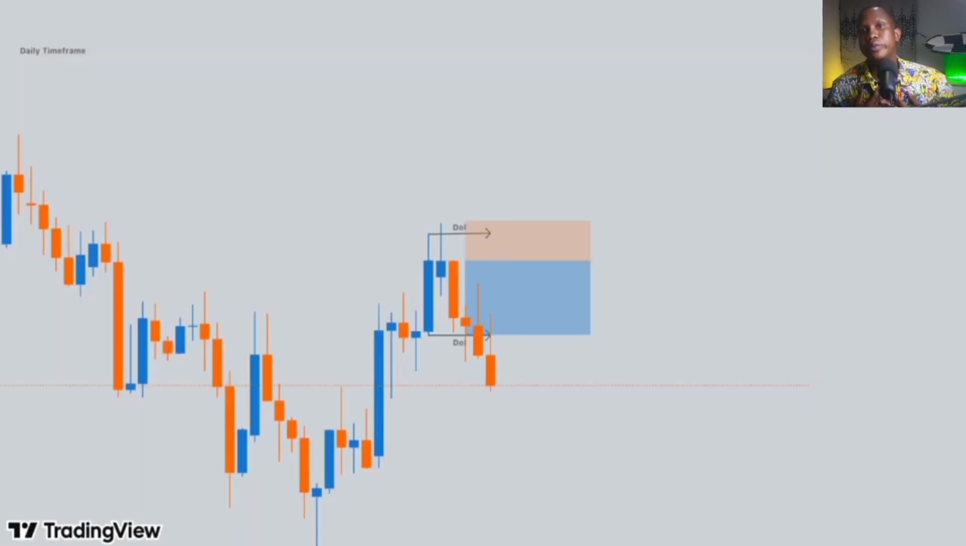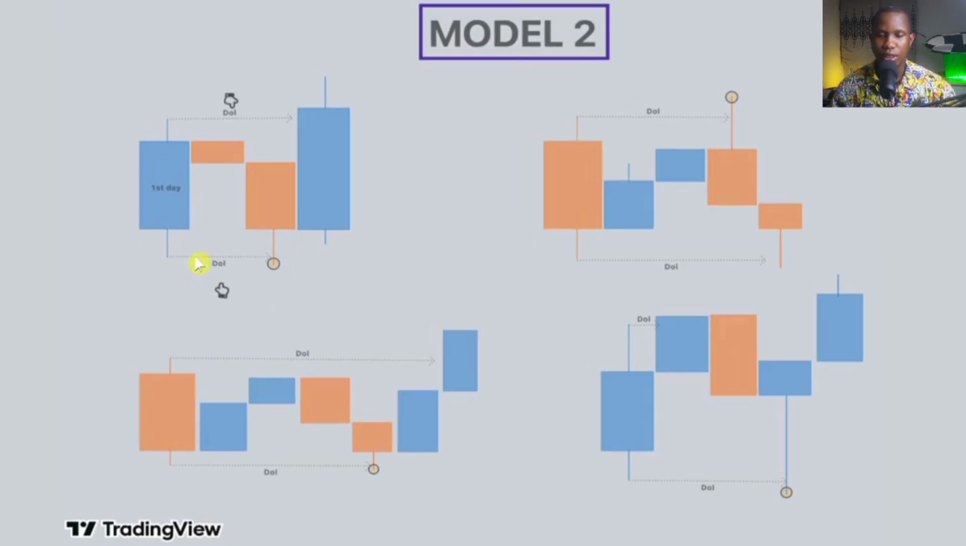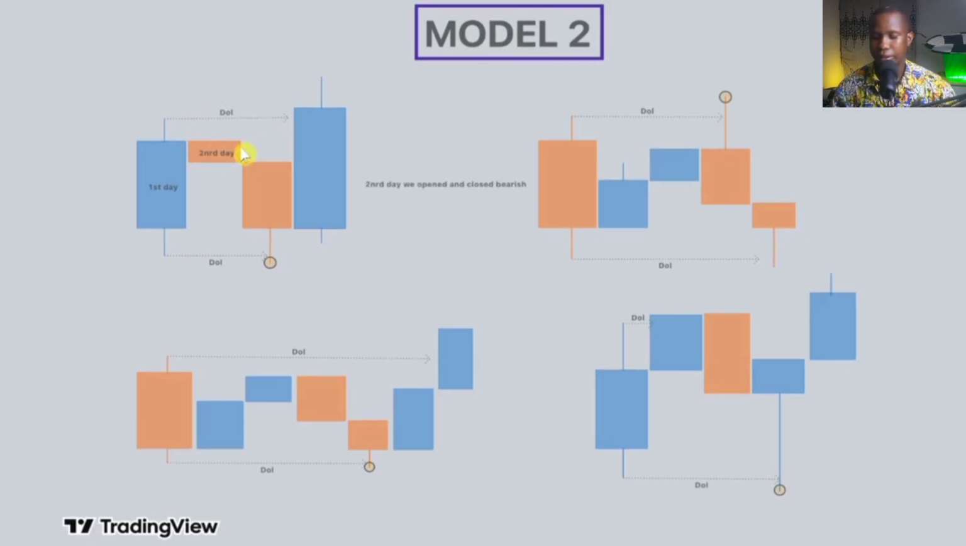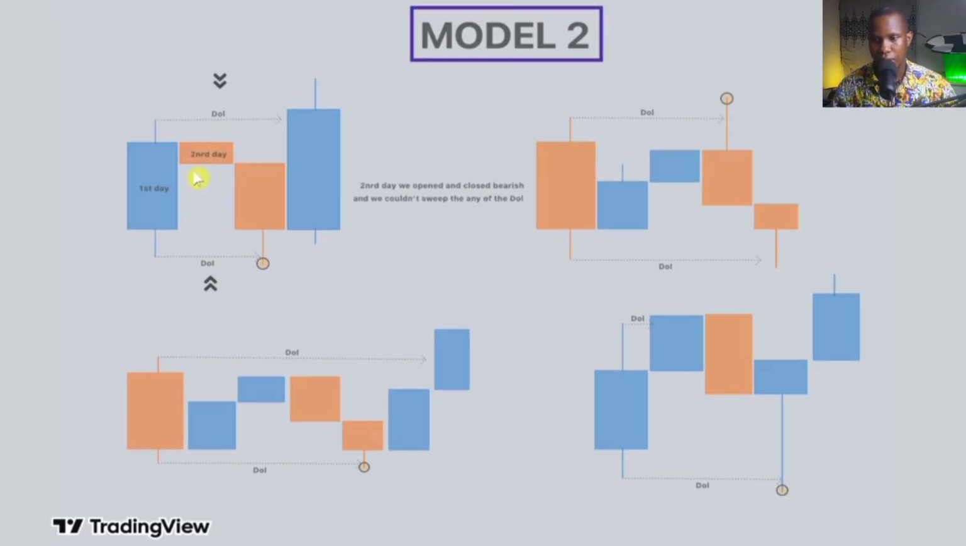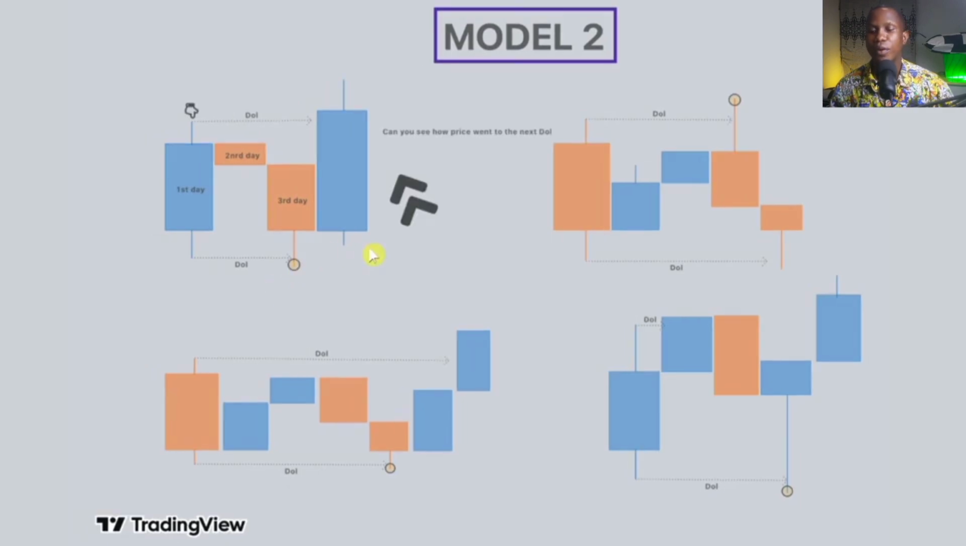So to be able to understand this concept in depth, you have to understand my second CRT model, which is this. Your first day of price action can be any candle that you pick, and these are the draw on liquidity here. Can you see the second day we opened and closed bearish, and we couldn't sweep any of the draw on liquidities. Then our third day we were able to sweep our draw on liquidity, and can you see how price action immediately reversed to the next draw on liquidity, guys.